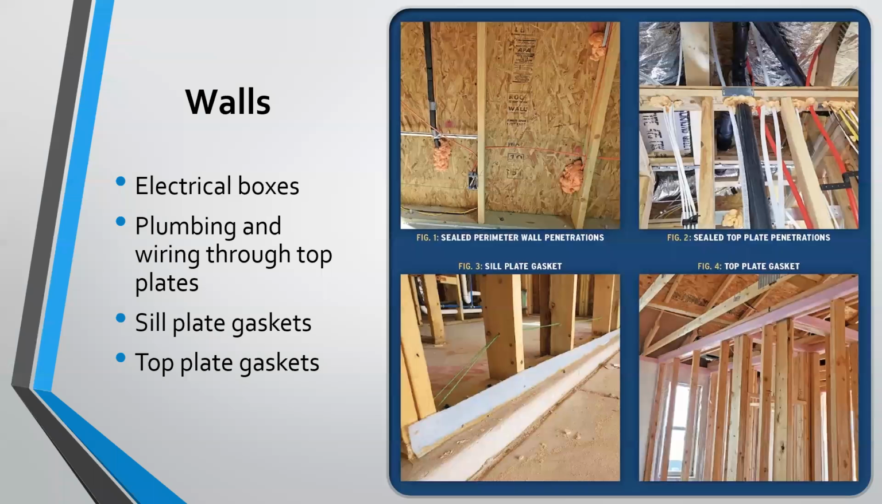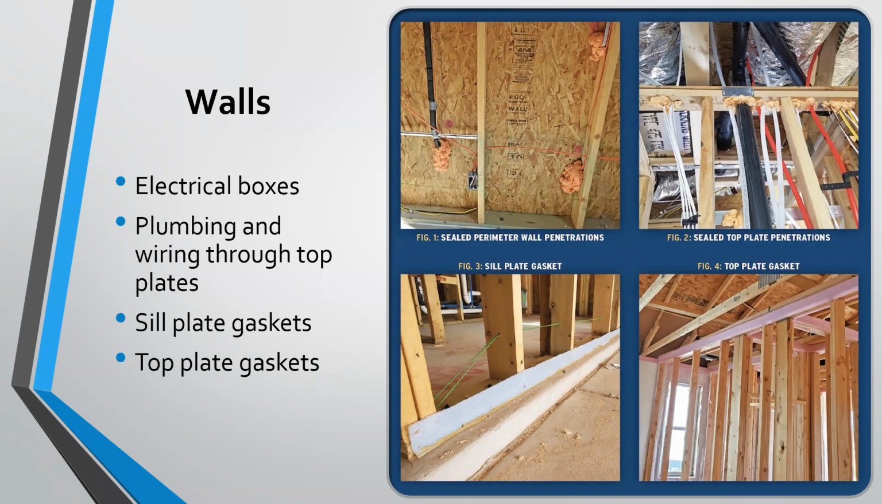So this is just kind of a list of things, just a few examples of air leakage pathways in and around exterior walls, including the garage wall and the interior walls. It's the electrical boxes, the plumbing and wiring that goes through top plates, the seal gaskets on the bottom. Here we see it on the front of the base plate or seal plate. Normally what you want to see is also the gasket underneath that plate.